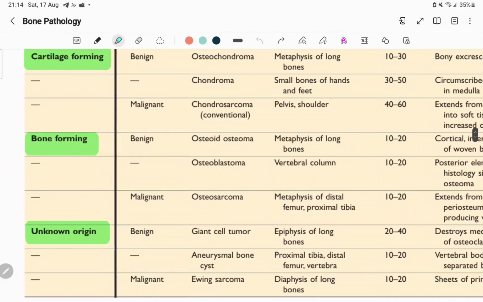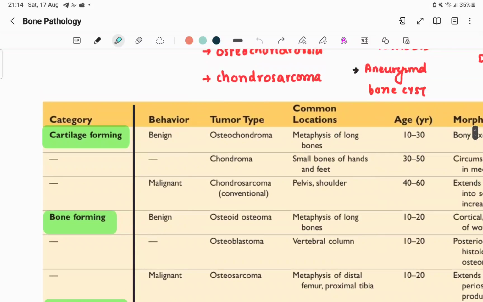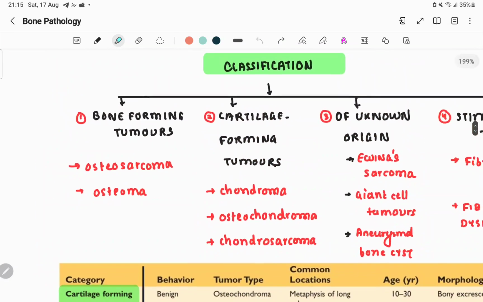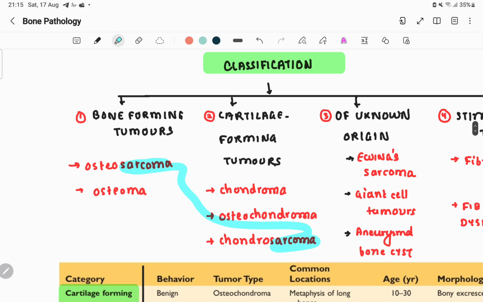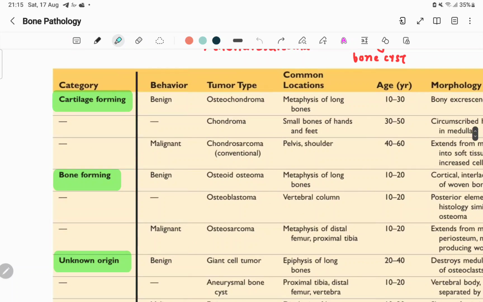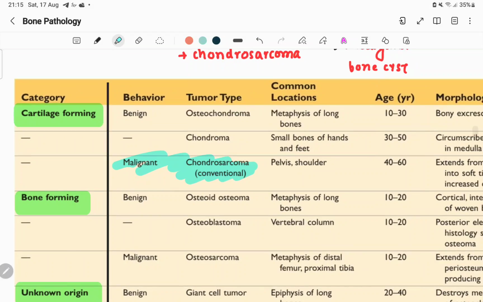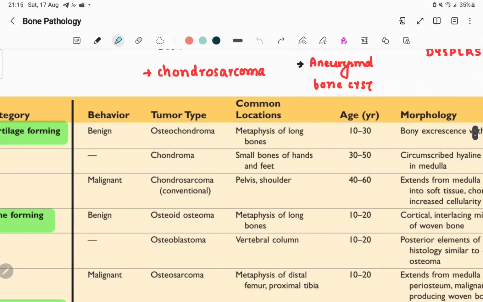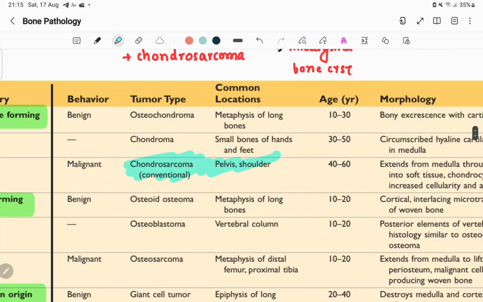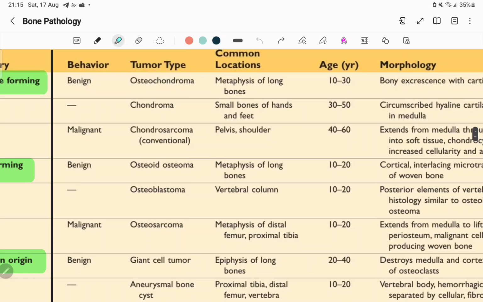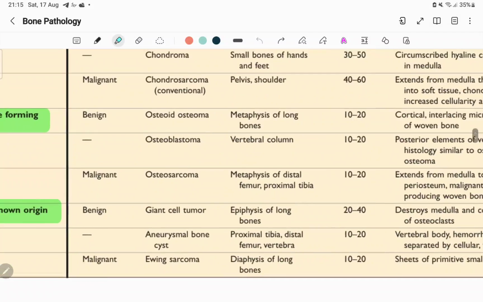Understood? And talking about cartilage forming tumors, we have osteochondroma and chondroma, which are the benign type, and chondrosarcoma is the malignant type. You can see wherever there is a sarcoma, they are the malignant types, right? Osteochondroma affects the metaphysis of long bones, chondroma affects small bones of hands and feet, and chondrosarcoma affects the pelvis and the shoulders. Don't need to remember that much. When I discuss the tumors in detail, we'll read about that.